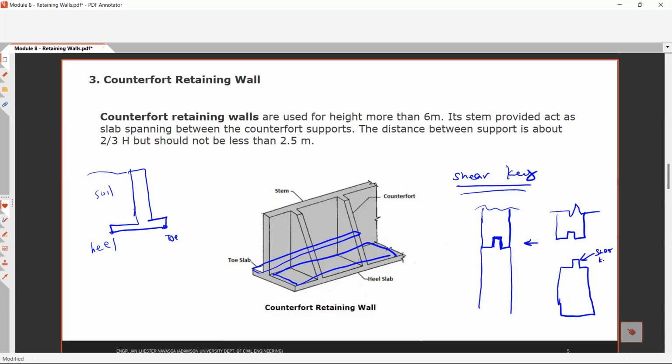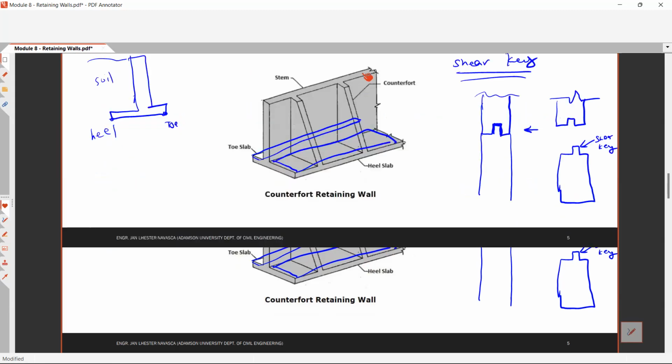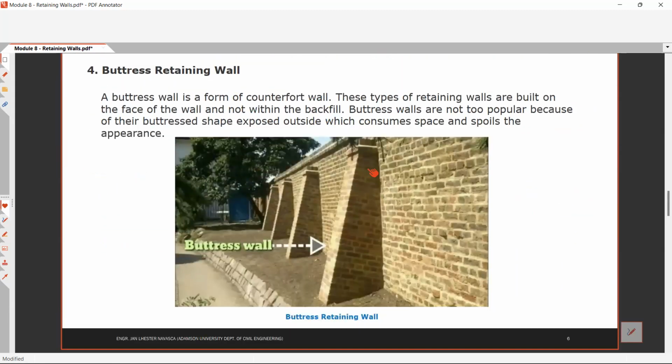Okay. So this counterfort retaining walls, ito yung counterfort na to. This counterfort will act as a shear key. Okay, this will give additional strength on the shear of the retaining wall. A shear strength of the retaining walls. Okay, that is a counterfort retaining wall. Okay, next one is we have this buttress retaining wall.